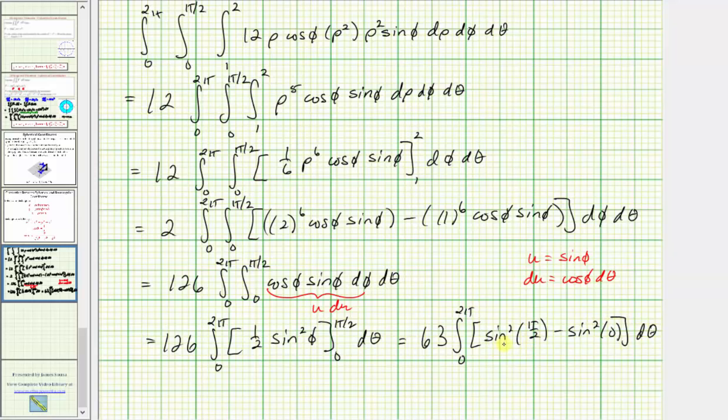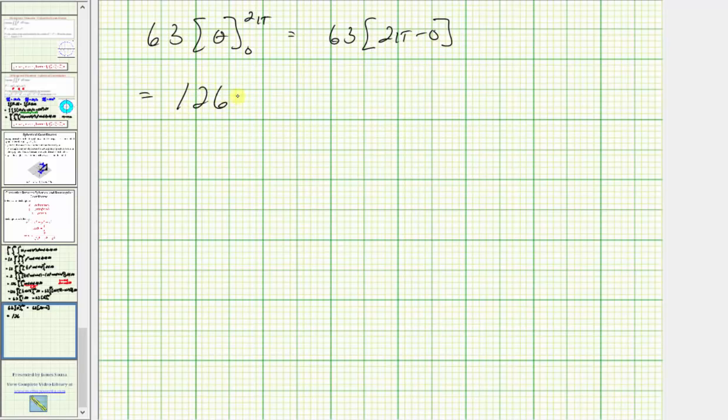Sine pi over 2 is 1, 1 squared is 1, sine 0 is 0, so sine squared 0 would be 0. So we end up with just 63 times the integral from 0 to 2 pi d theta, or 1 d theta. Integrating with respect to theta, we have 63 times theta. Let's finish this on the next slide. So we just have 63 times the quantity 2 pi minus 0. So the exact value of the flux integral is 126 pi, which as a decimal approximation is approximately 395.8407.